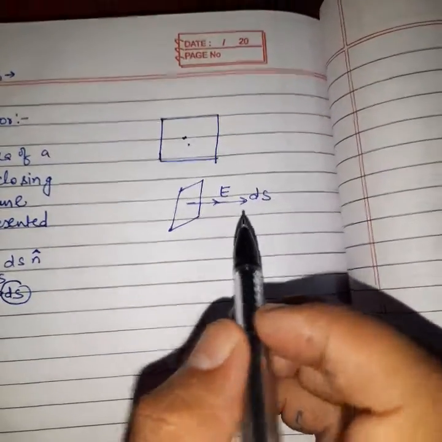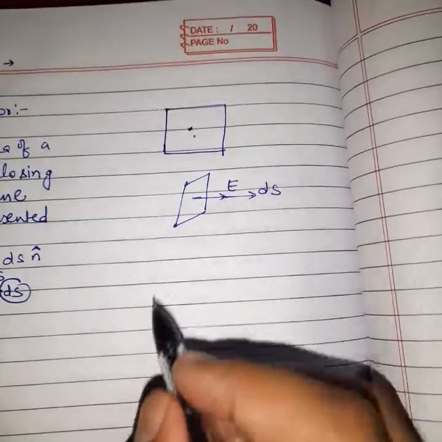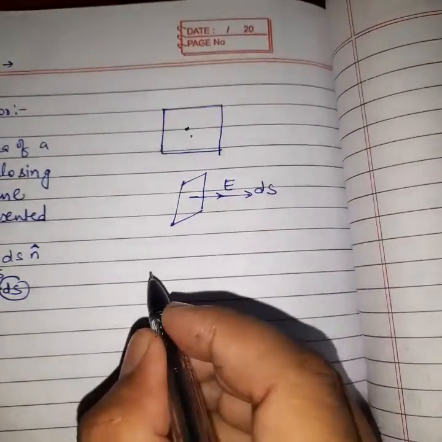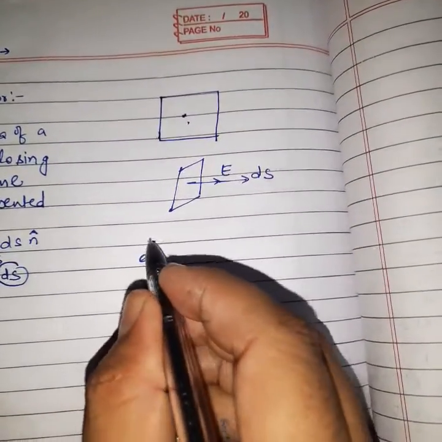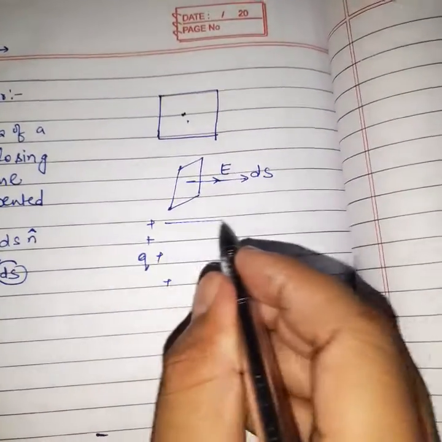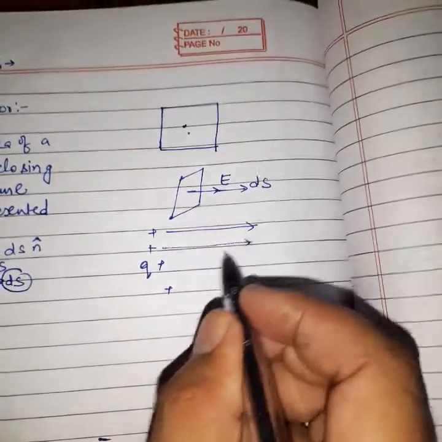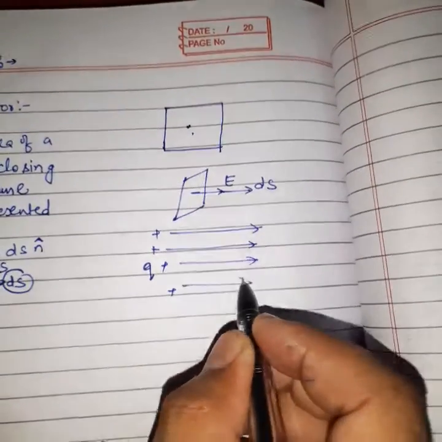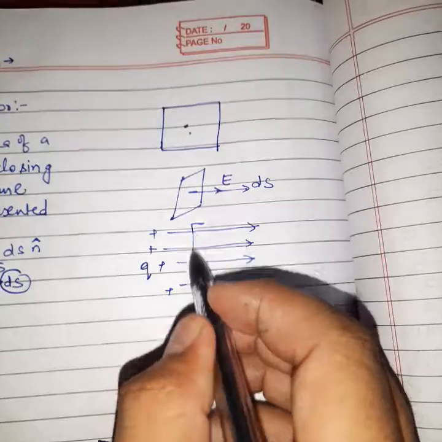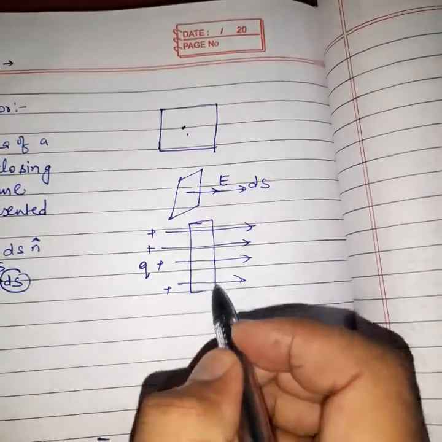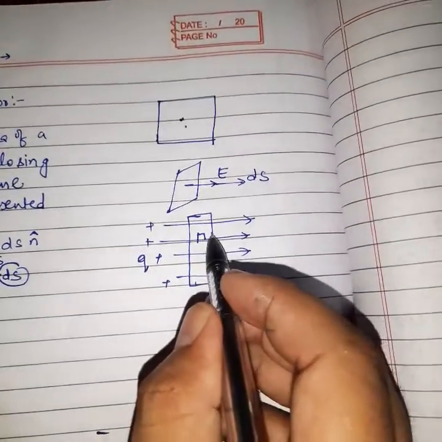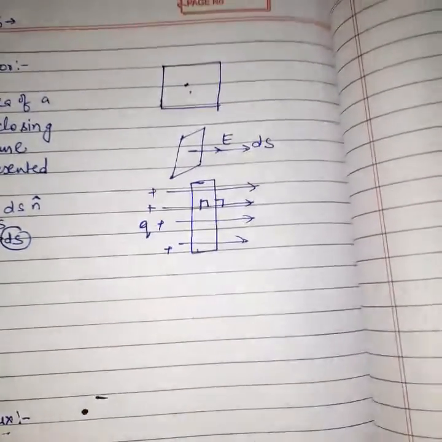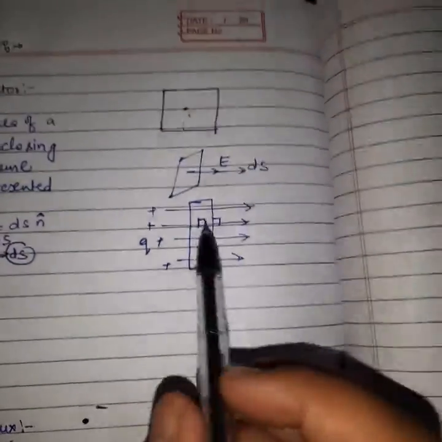But one thing, I am taking a charged particle like this. Electric lines are coming outward like this. If I put a surface like this, these lines will make a 90-degree angle with the surface. Now I am not taking a surface which will be normal to it.